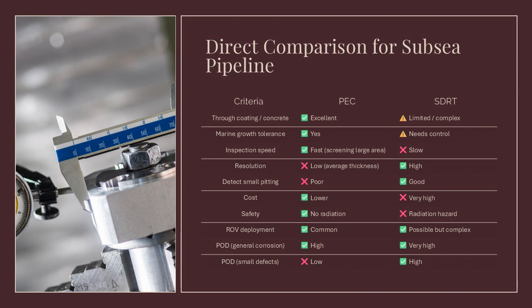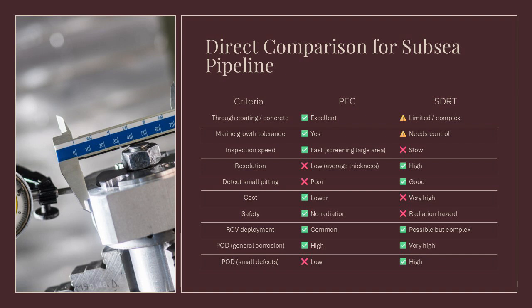Cost. From a cost perspective, PEC is generally more economical, especially for large-scale screening. SDRT tends to be very expensive due to equipment complexity and operational requirements. Safety. PEC has a key advantage in safety since it does not use radiation. SDRT involves radiation, which introduces safety risks and requires strict regulatory controls.